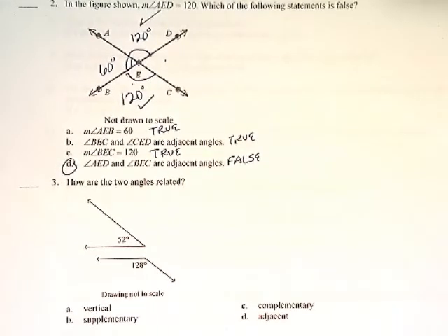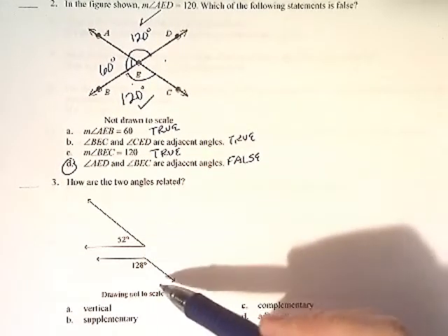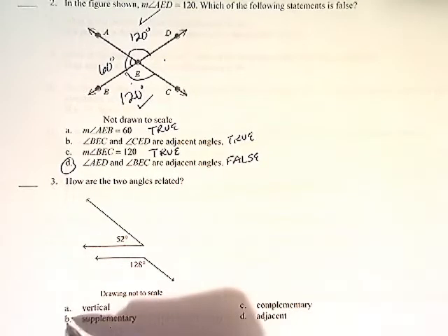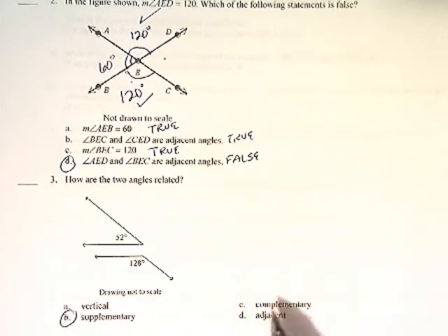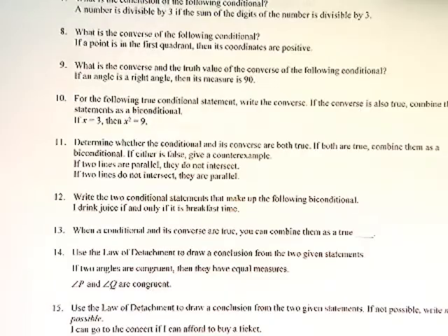3, how are these two angles related? These two angles are supplementary. They are not adjacent because they do not share a side. They're obviously not vertical or complementary either.